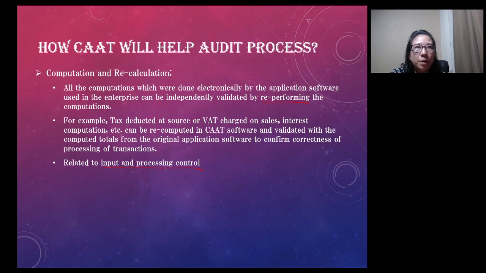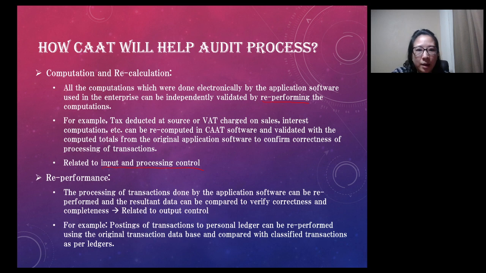If you still remember, a few weeks back we also learned about the controls that we can use in order to do our audit process. So we have the general control, and then we also have the computer control. So in order to do the input and processing control, we can use the CAAT to help us do this recalculation.